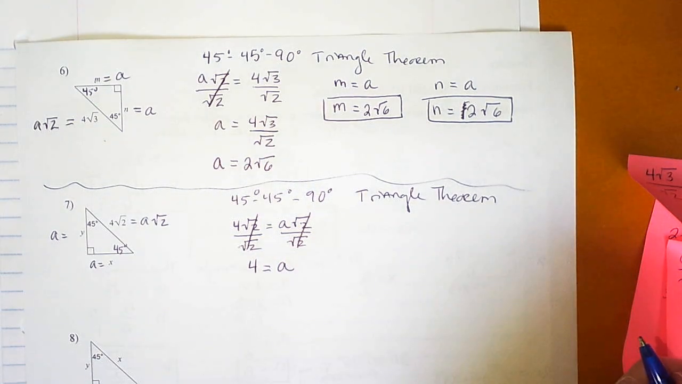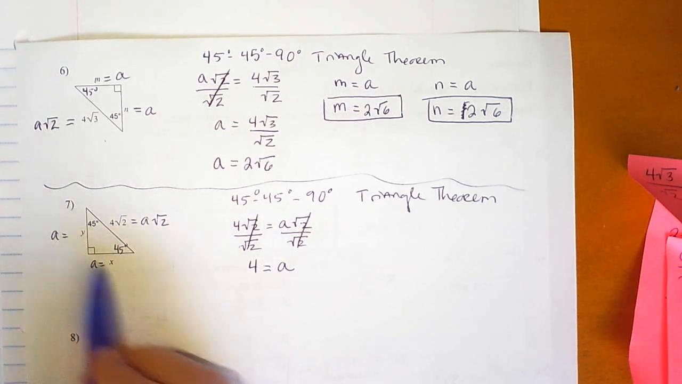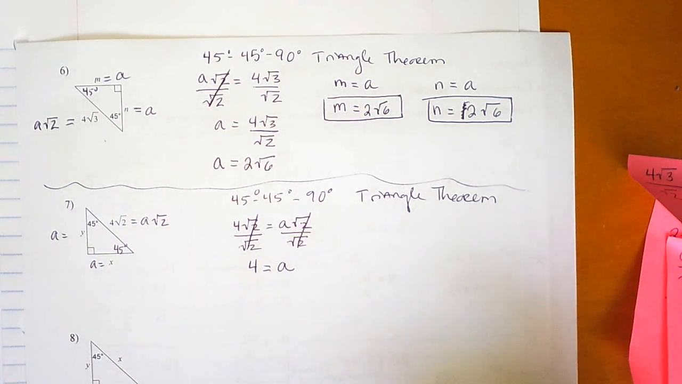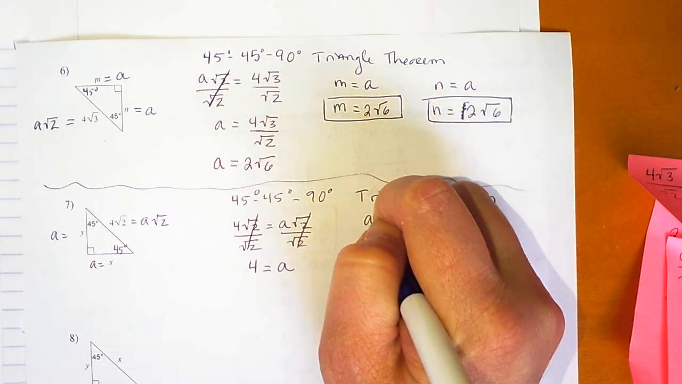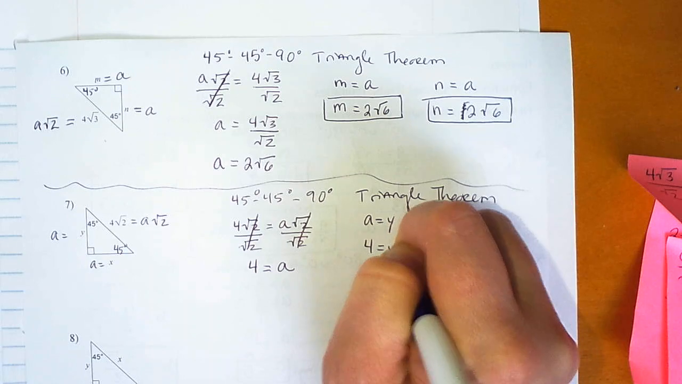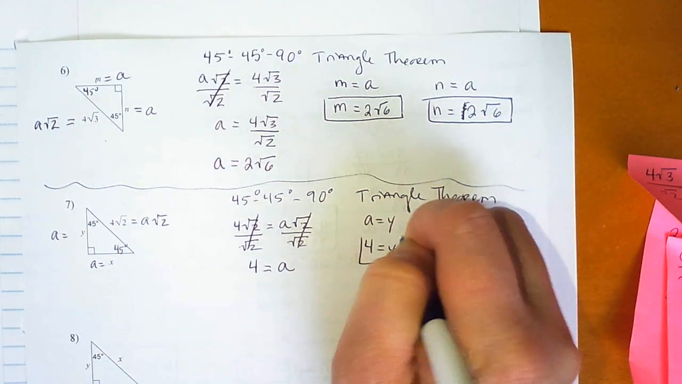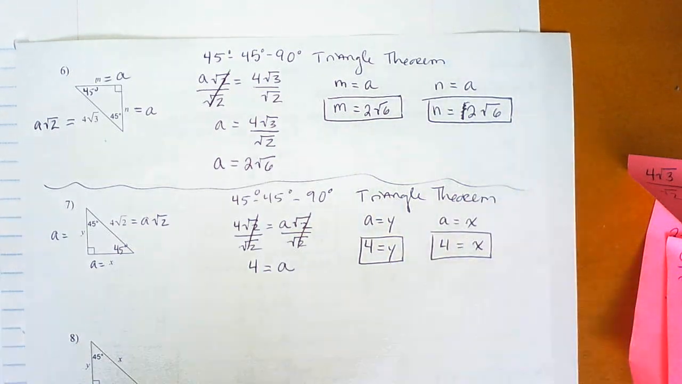Wow, that was easy. Now that we know that the length of the value of a is 4, that means we know the length of the other two sides. A equals y and a equals x. That means 4 is also equal to y and 4 is equal to x. And we're done.